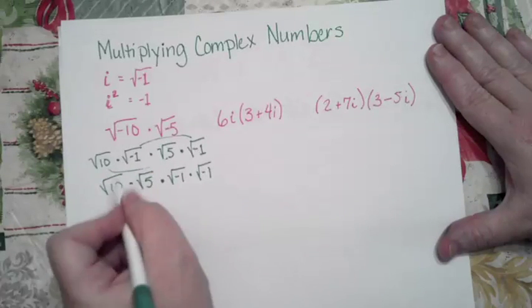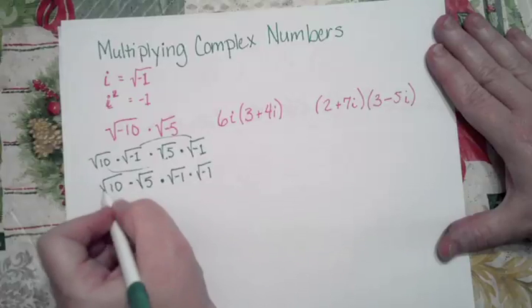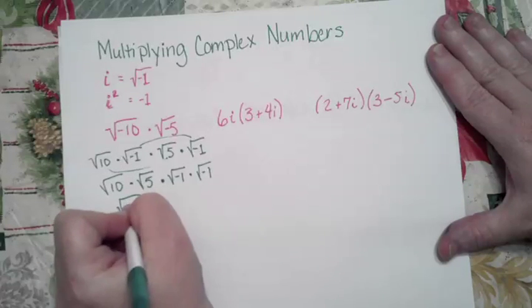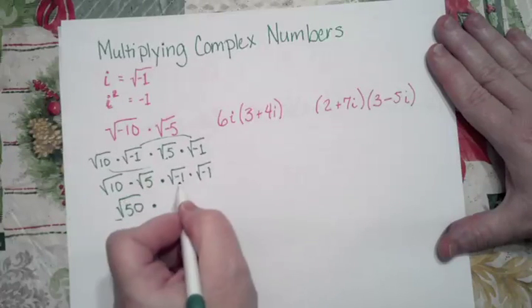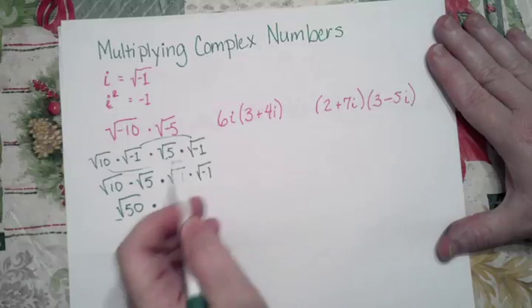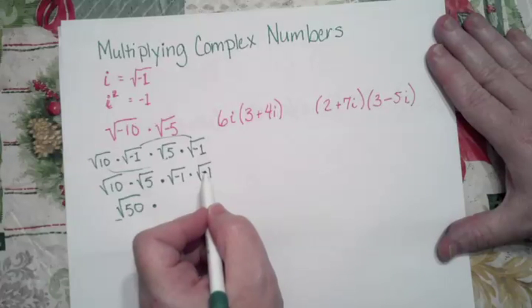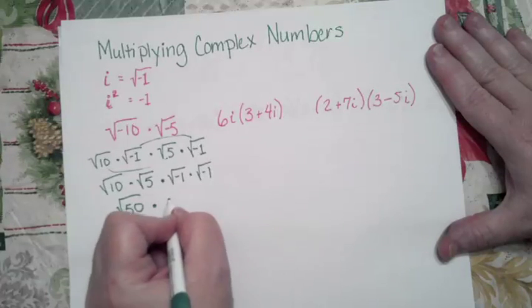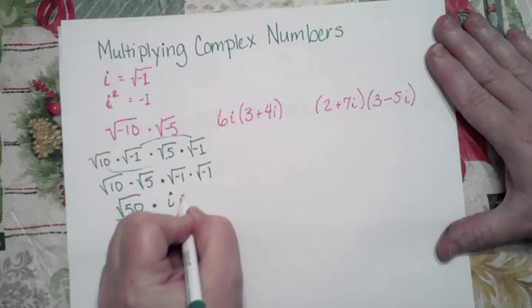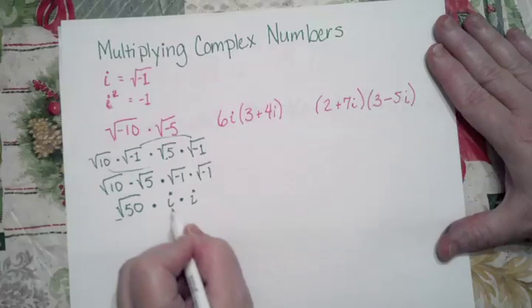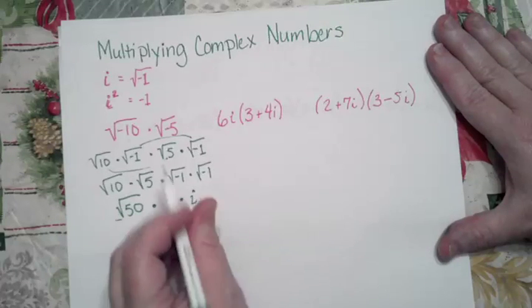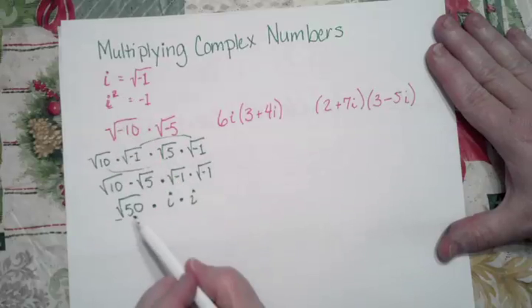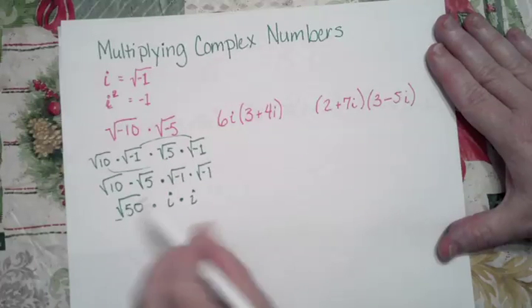Okay, so like we said before, here we have the square root of 50. And here we have the square root of negative 1 squared. Or I have i times i, which is also i squared, and we know what that is. Okay, so square root of 50.